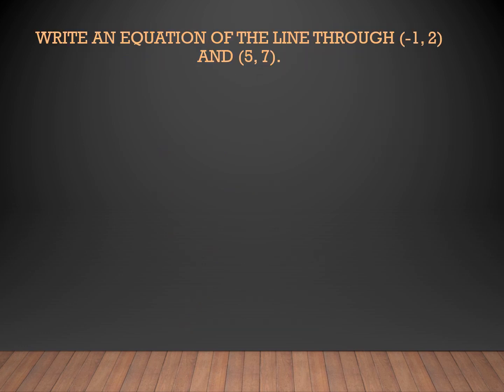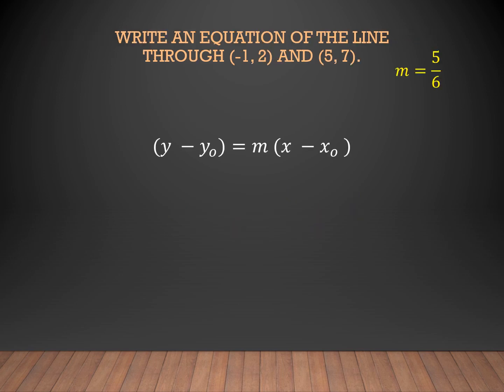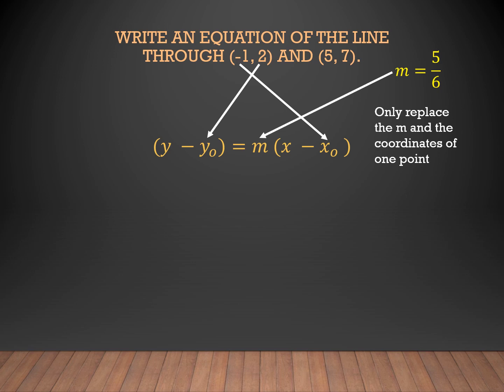Now another example. We need to write the equation of a line passing through these 2 points. First, we need to calculate the slope. So the slope is 5 over 6. Now we're going to use the point-slope formula and choose any point you want and plug in the coordinates of the point and the slope. So you can choose any point of your choice.